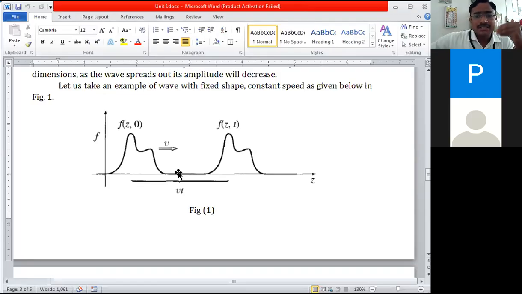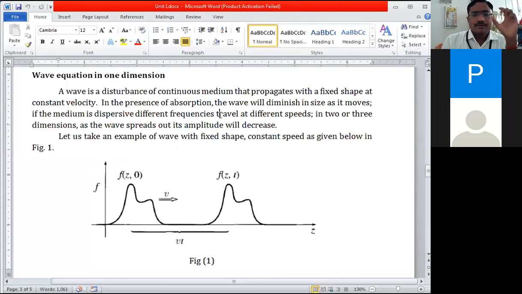The wave gets diminished because of the absorption that happens inside the air. Now, when the wave gets absorbed, its amplitude decreases and we cannot listen to the wave. Now, if the medium is dispersive, different frequencies travel at different speeds.